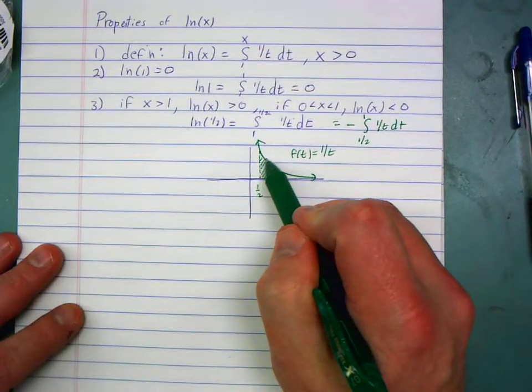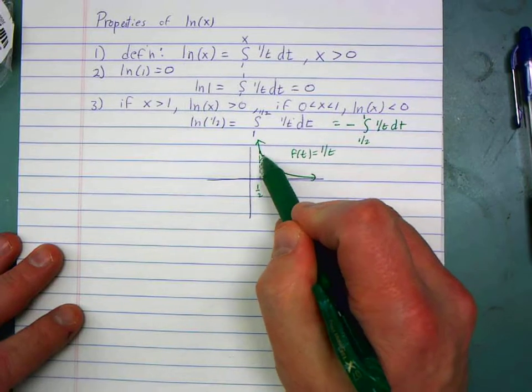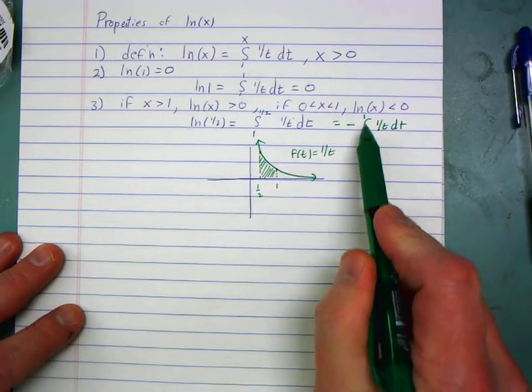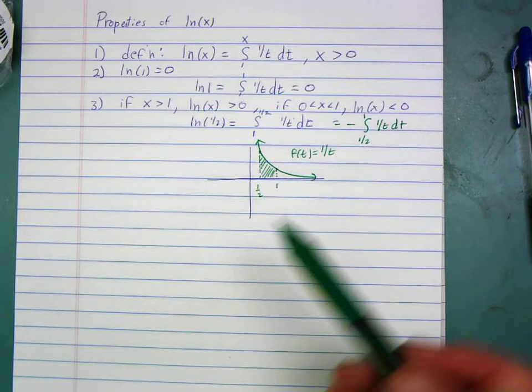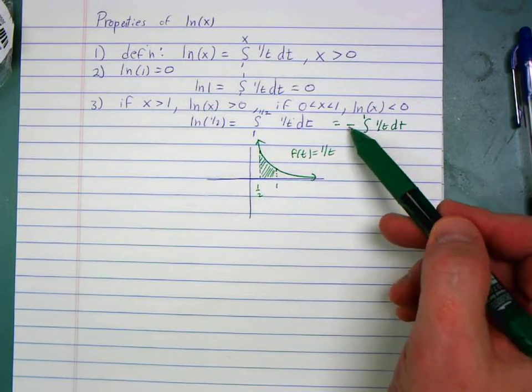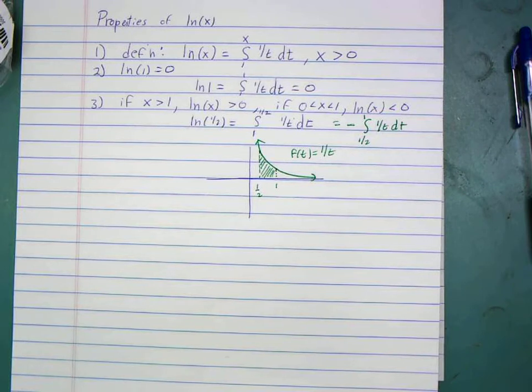This area that I drew, I tried to trick you. This area that I drew is the area from 1/2 to 1, not the area from 1 to 1/2. So in order to flip my bounds of integration, I've got to add a negative sign in there. So ln of 1/2 is a negative number. I don't know what number it is, but I know it's negative.